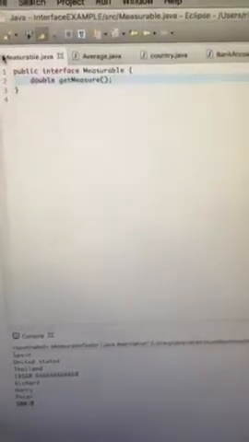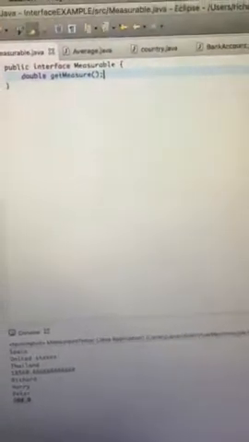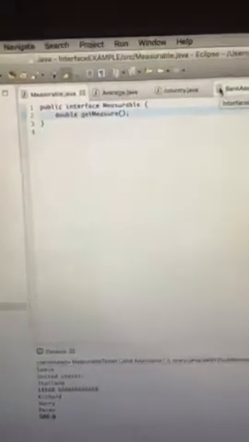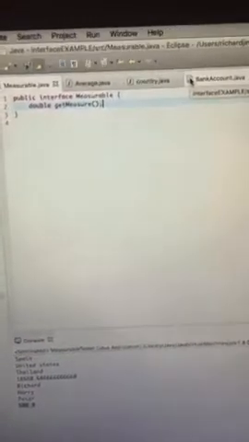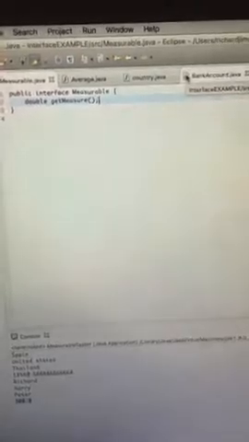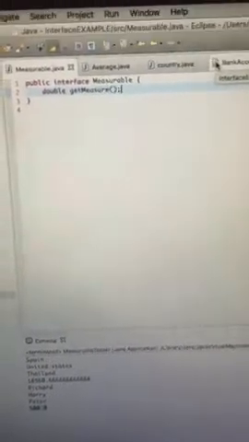You use an interface, for example, when you're talking about doing an average for two classes. I have country and I have bank account. They're both gonna compute an average of a bank account and the size of a country, let's say. And it's the same thing.